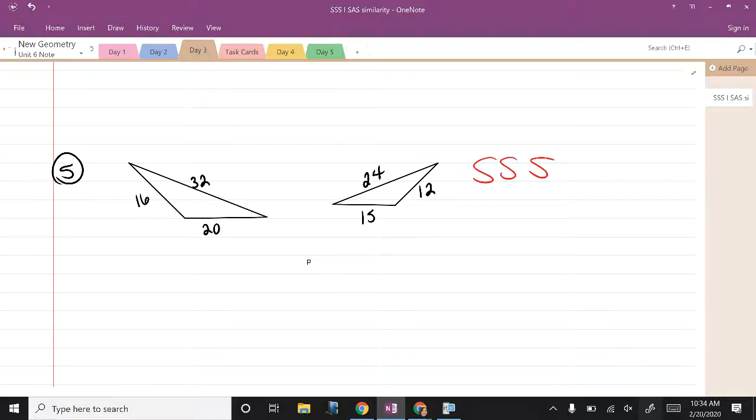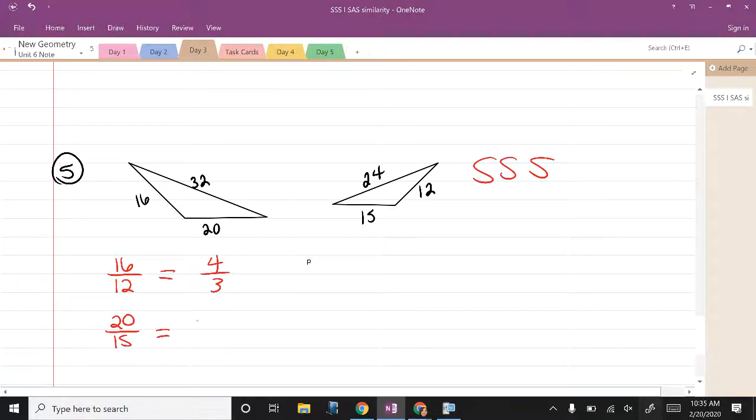And I like to do shortest, shortest, middle, middle, longest, longest. That's just easiest to me. So what's the shortest side in the first triangle? 16 over what's the shortest on the second triangle? 12. What does that reduce to? 4 over 3. Okay. What's the middle side in the first triangle? 20 over what's the middle side in the second triangle? 15. Does that reduce to 4 over 3 as well? Yep. Divide them both by 5.